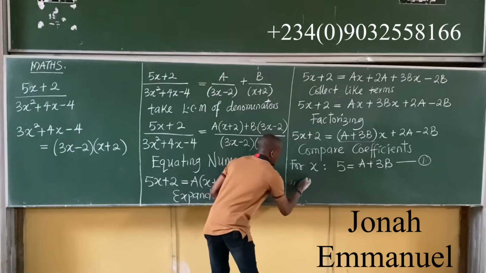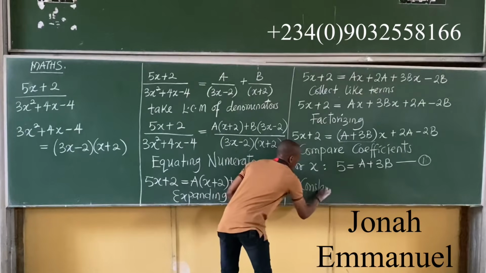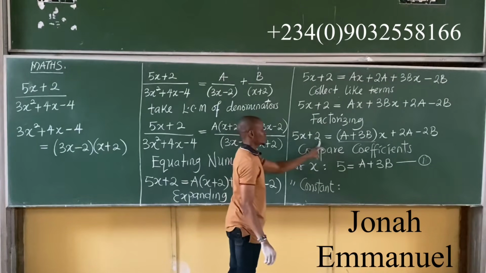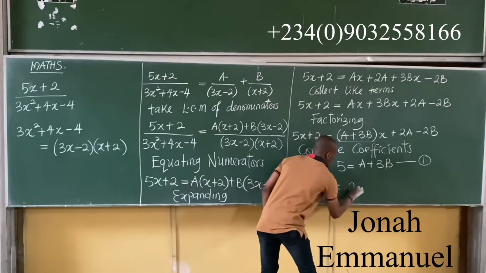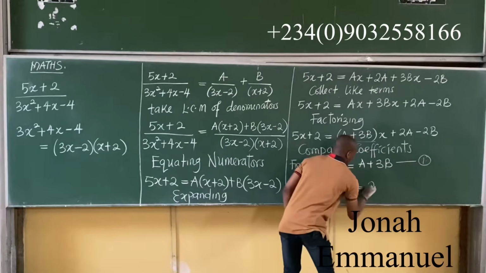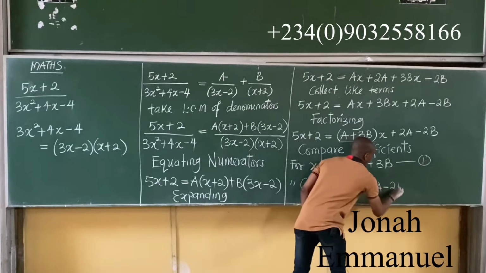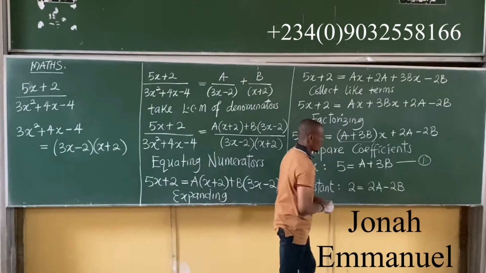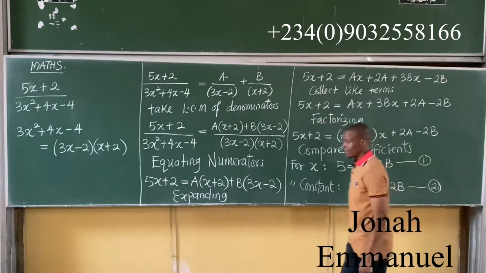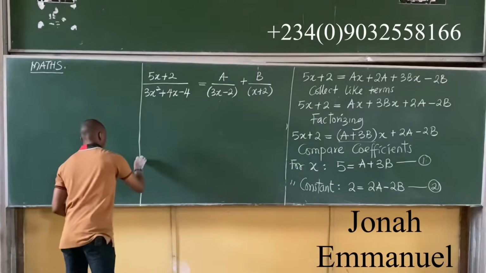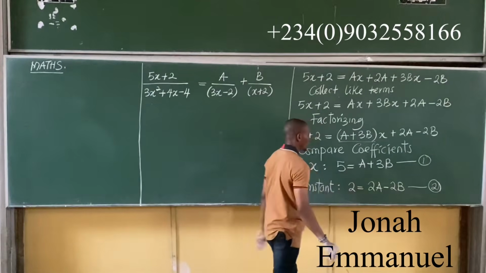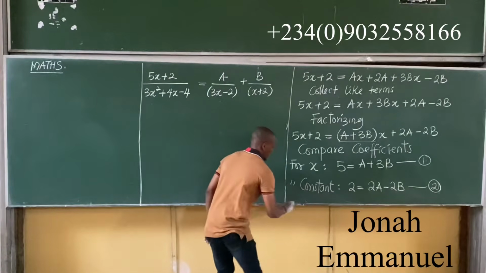For your constant, if I look at the left hand side, the constant here is 2. I have that 2 is equal to, on my right hand side, the constant here is 2a minus 2b. Call this equation 2. Alright, so I have two equations here, 1 and 2. So my task here will be to solve equation 1 and 2 simultaneously.